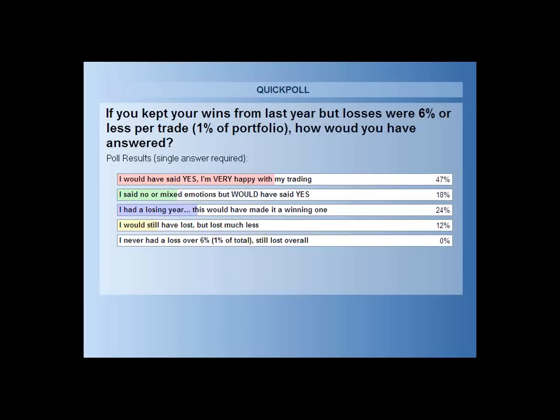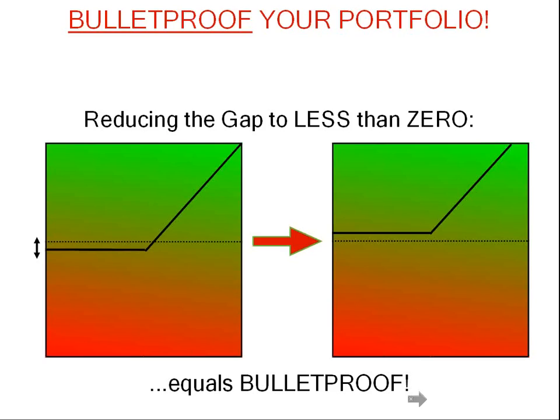And if we had just implemented this idea of limiting their losses to less than 6%, of everyone online, we're now looking at pretty much close to 100% of our audience who would have been happy with their trading results. All right, now we're going to move on real quick here.